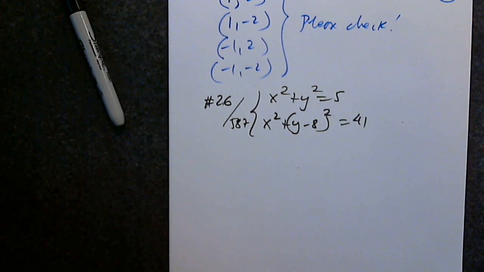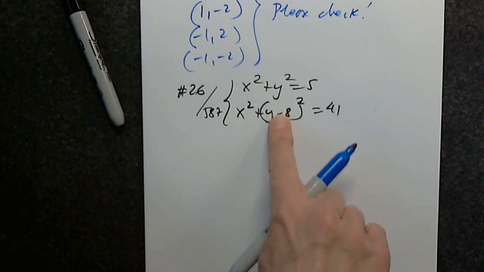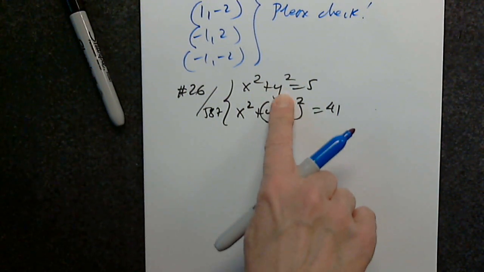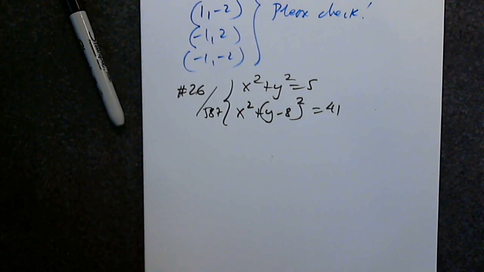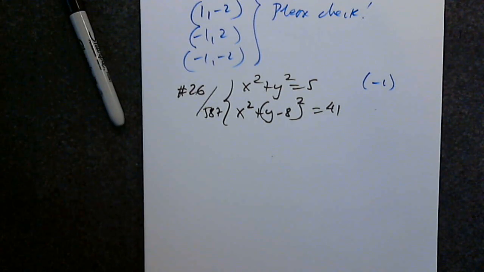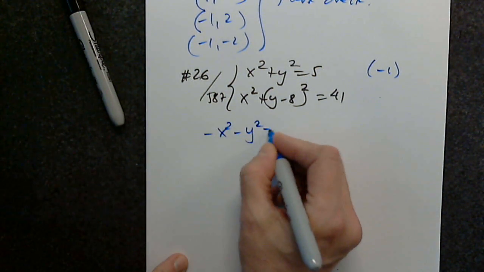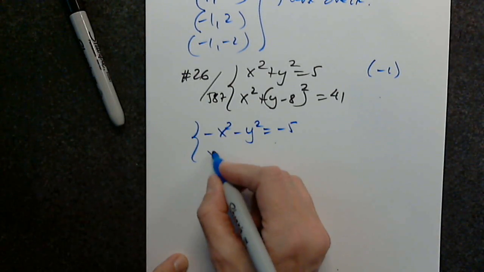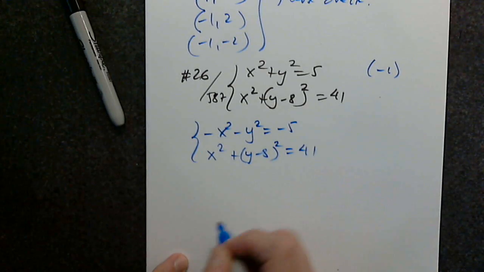So which of the 2 variables can I get rid of? There is nothing I can do with y, they're not the same. So the only option is to eliminate x squared. It doesn't matter which of the 2 equations we multiply by negative 1. Since the top one is easier to work with, why not multiply the top by negative 1? So negative x squared minus y squared equals negative 5. And then x squared plus (y minus 8), everything squared, equals 41.